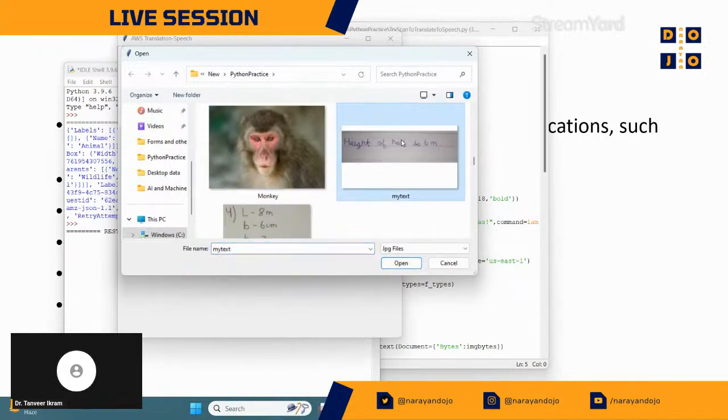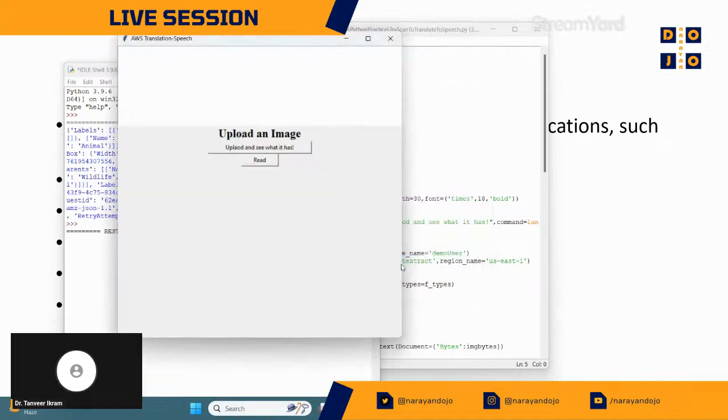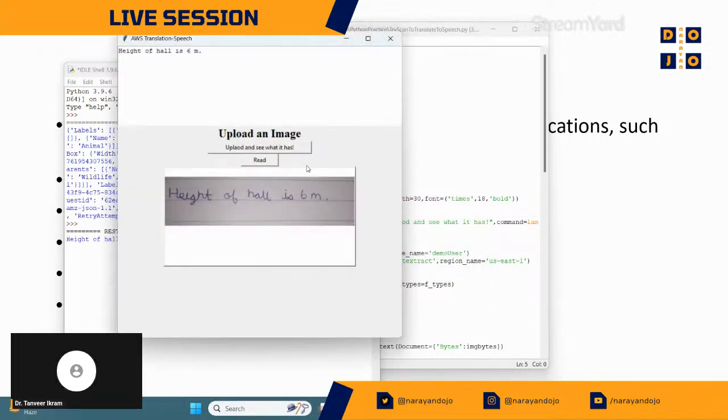Okay, now here, this is my child's writing. You see here, height of hall is 6 meter. This is written by a child. And now what it has done through machine learning, it can identify anybody's writing. It has extracted this: height of the hall is 6 meter. So it can read anybody's writing and convert it, or type it, into English. Now let us read it.